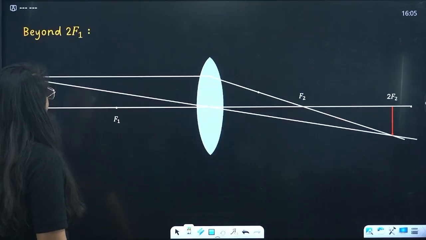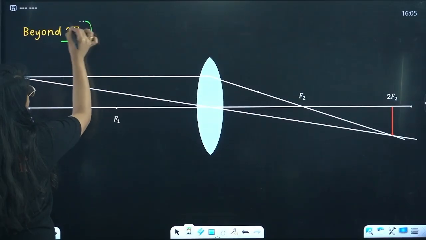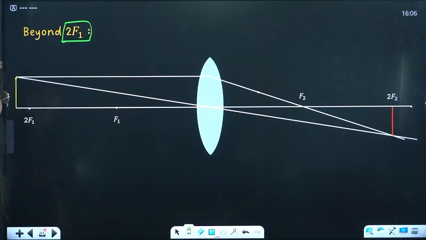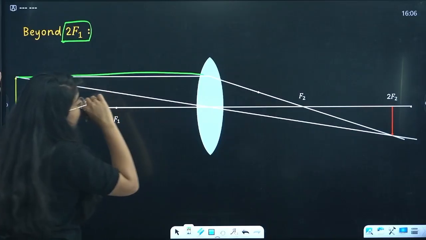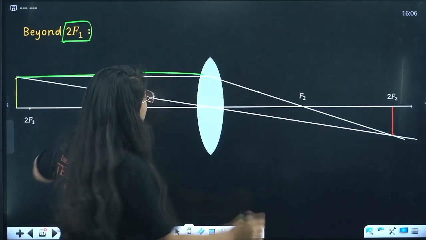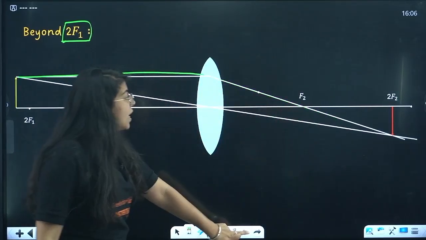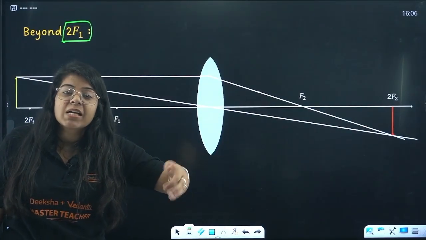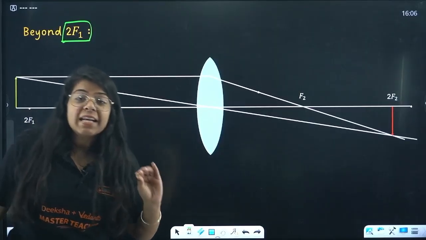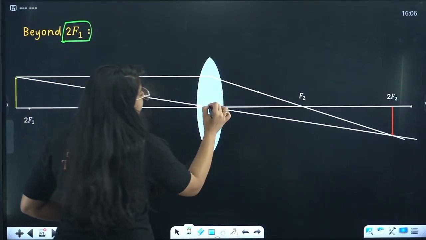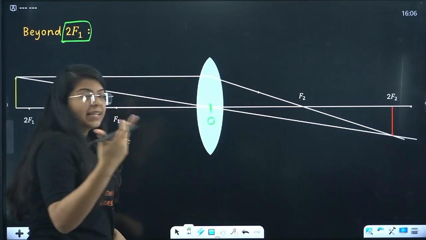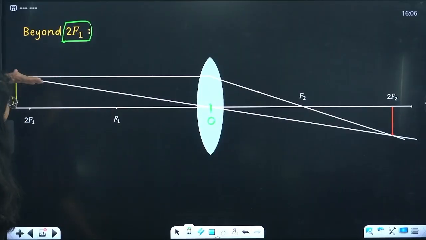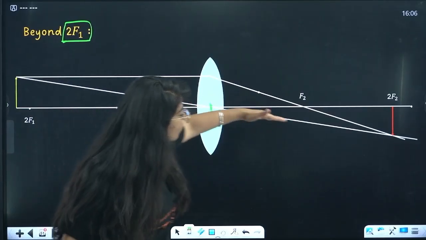Same as the concave mirror. Nothing different. Beyond 2F1. There it was beyond C, right? But here we use 2F1. Again, see, one ray goes parallel, and earlier this is true, so it passes through the focus. Earlier we used to have this concept that if a ray goes through the center of curvature in mirrors, it reflects back and traces the same path. In lenses, we have this concept that if a ray passes through the optical center, it does not get refracted. So a ray comes and goes the same, without refraction.